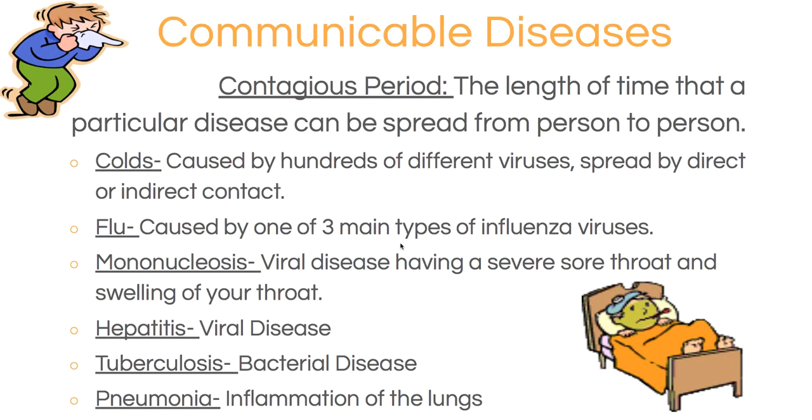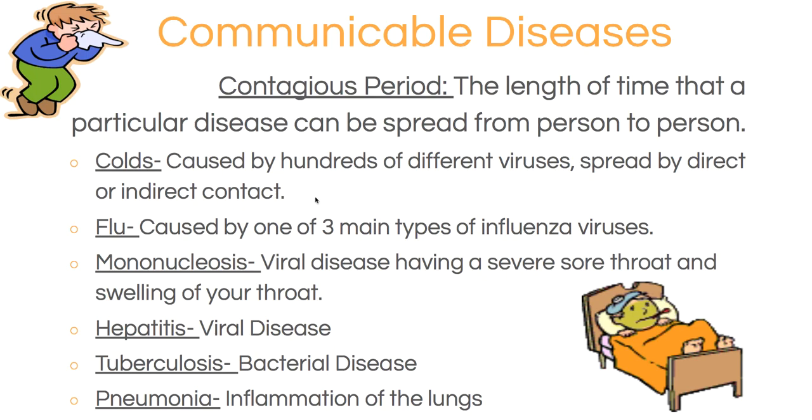So here we have some communicable diseases, some of which you'll come up with in your list: colds, flu, mononucleosis. I don't imagine you came up with that, although maybe you know someone that has had it, and so you might have come up with it. Hepatitis is a disease of the liver. Tuberculosis, lungs, pneumonia, lungs, or strep throat, streptococcal infection of the throat. These are all communicable, and you can see some are viral, some are bacterial.